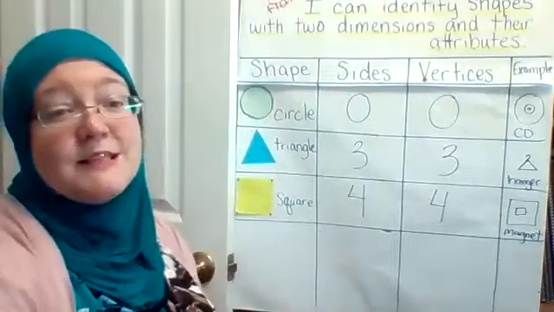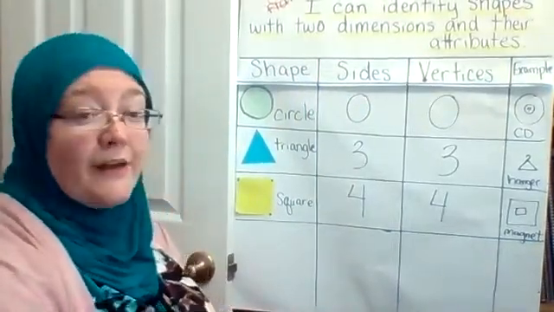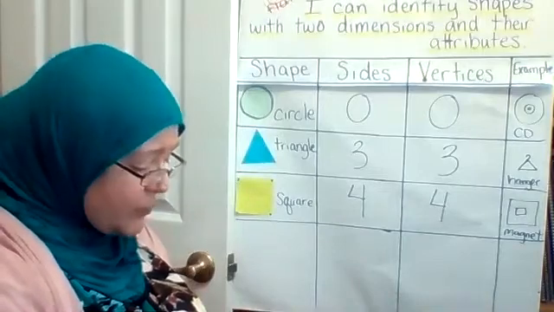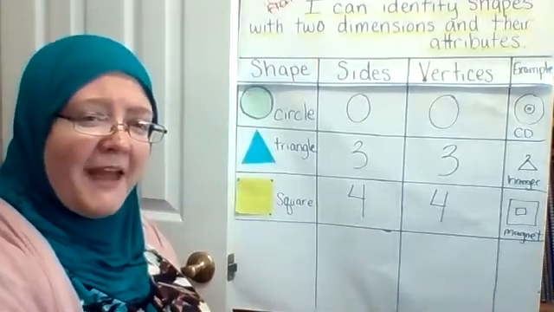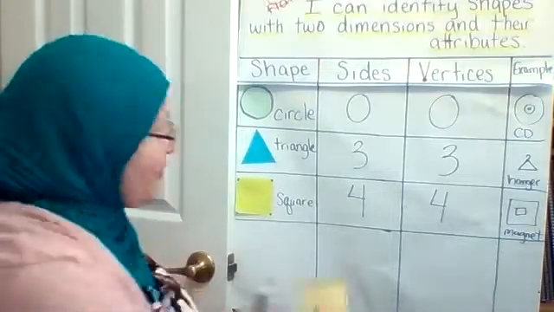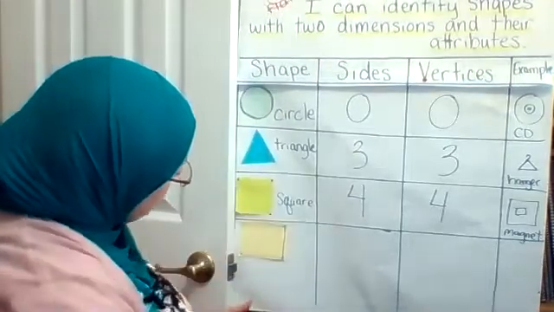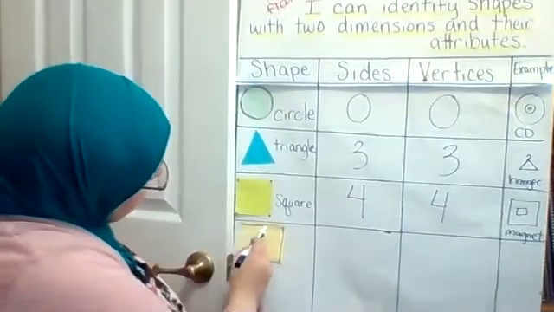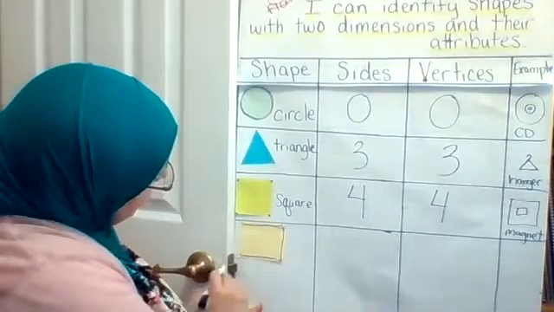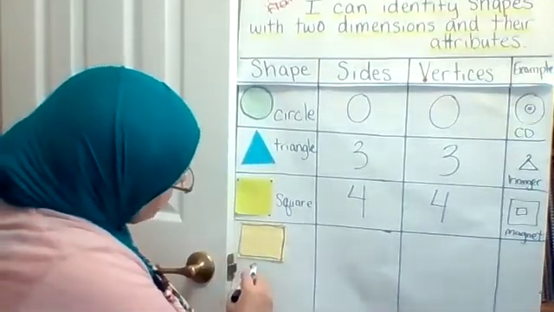All right, last but not least, I look like an envelope. I have 2 long sides and 2 short sides. What am I? That's right, my envelope was a rectangle. I have 2 long sides and 2 short sides. I am a rectangle.